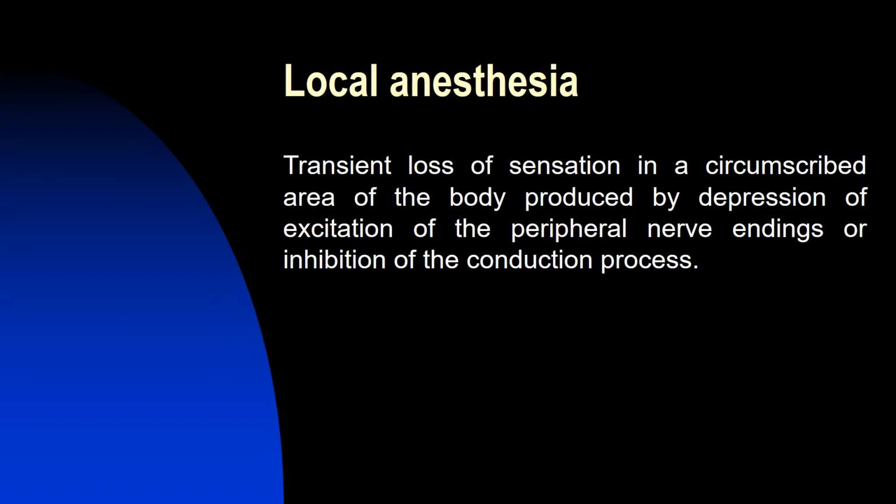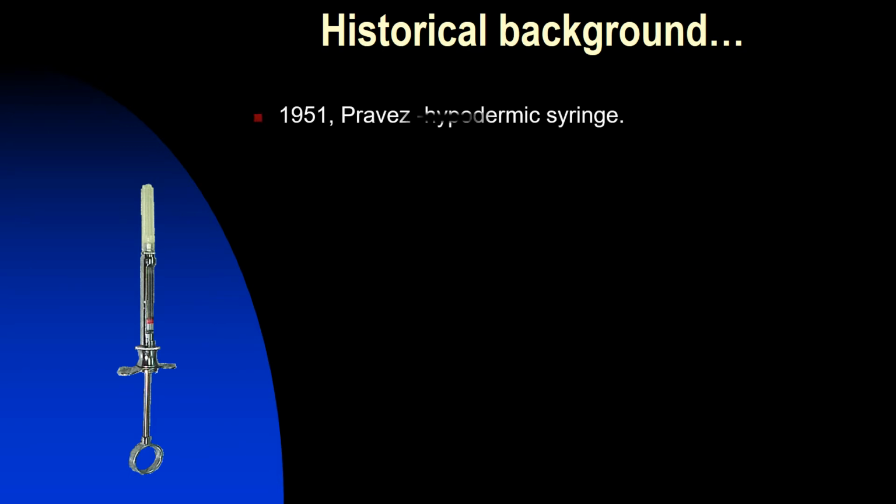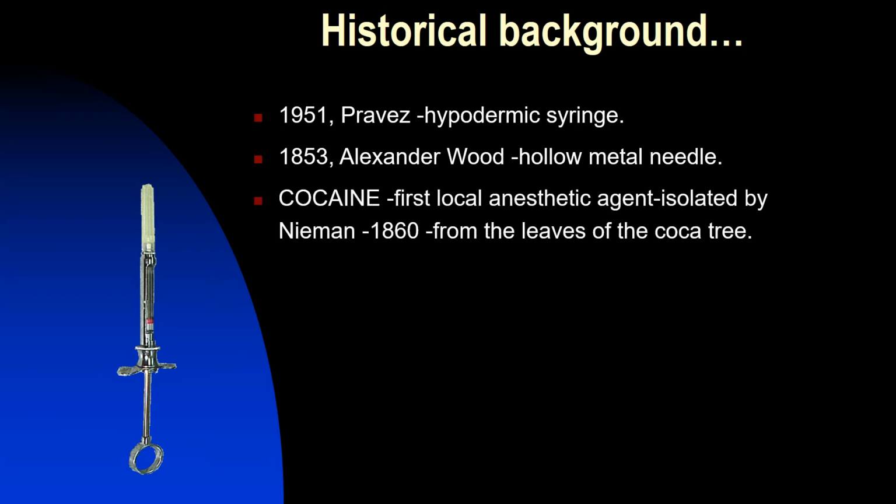So, what do you mean by local anesthesia? It's a transient loss of sensation in a circumscribed area of the body produced by the depression of excitation of the peripheral nerve endings or inhibition of the conduction process. According to the historical background already discussed last time, I will go over it again.